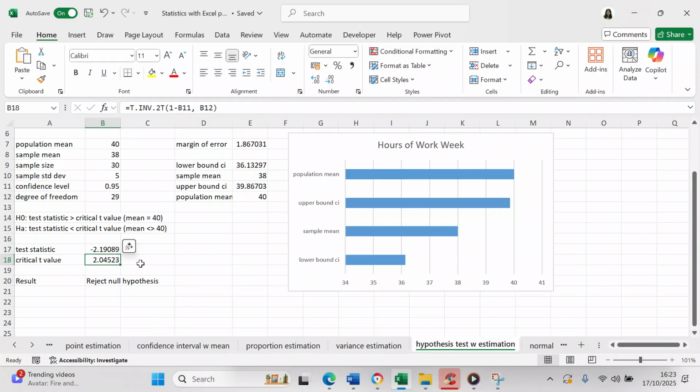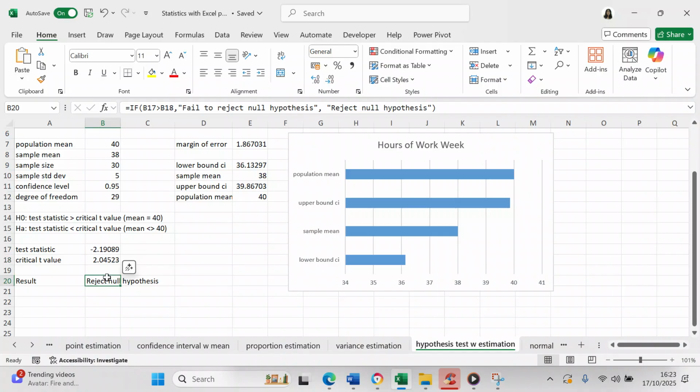And your critical value is t. We're going to be using the T.INV.2T, that means it's a two-tailed test, equals 1 minus B11, so that's 1 minus 0.95, comma B12, which is your degree of freedom of 29. So your critical value is 2.045.